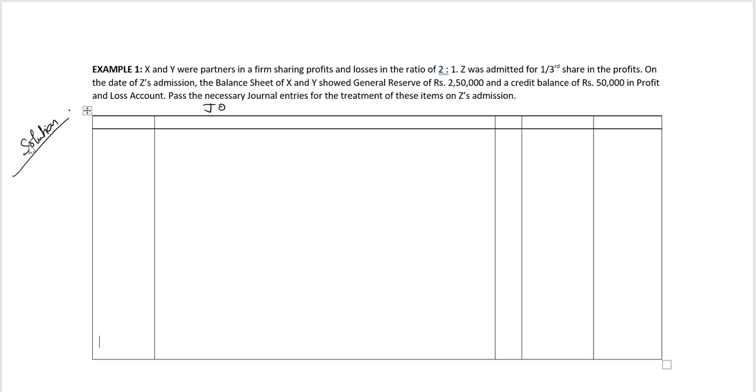Journal. Date. Particulars. LF number. Debit rupees and credit rupees.